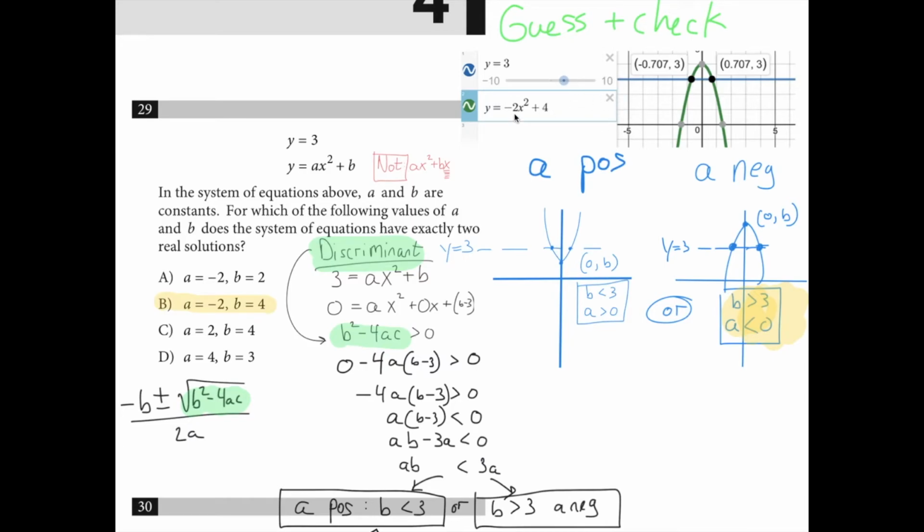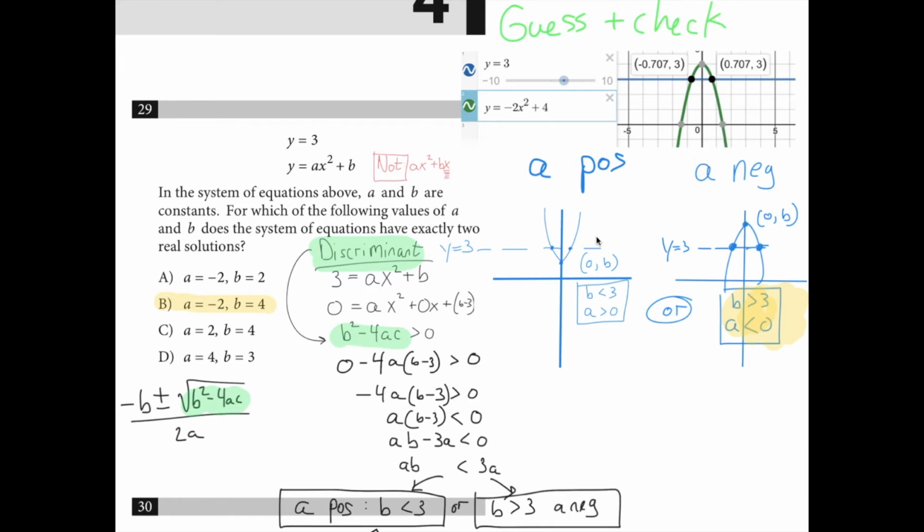So you guess and check, and eventually you see that this blue line right here, the y equals 3, and the green parabola intersect twice. That only occurs here at b when you type in y equals negative 2x squared plus 4. Y equals negative 2x squared plus 4 is right here. So that would be, I think, maybe the fastest way to do it. Well, no, the easiest way to do it might be a little time consuming.